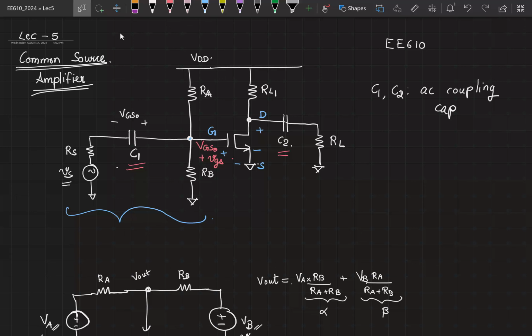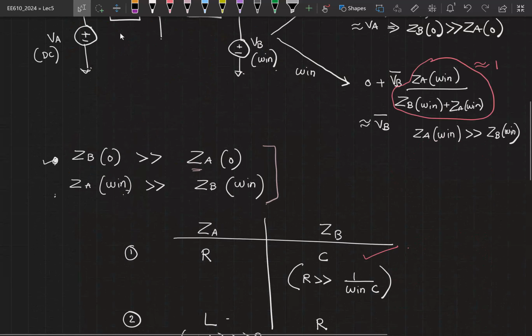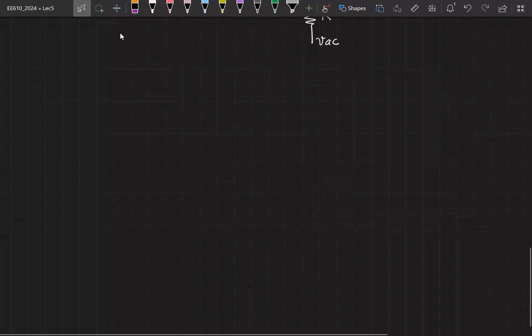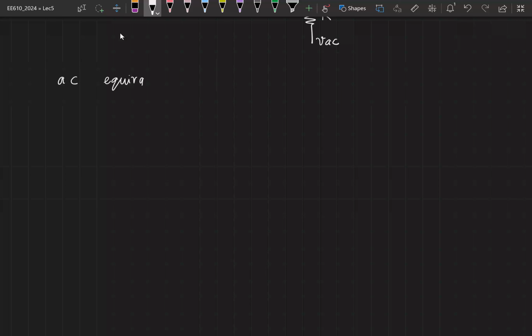Okay, now a quick question before we move on. Is there a difference between an AC equivalent circuit and an incremental equivalent circuit? Are they the same or is there a difference? There is a difference? How many of you think that there is a difference? What is the difference? Magnitude levels of the sources.